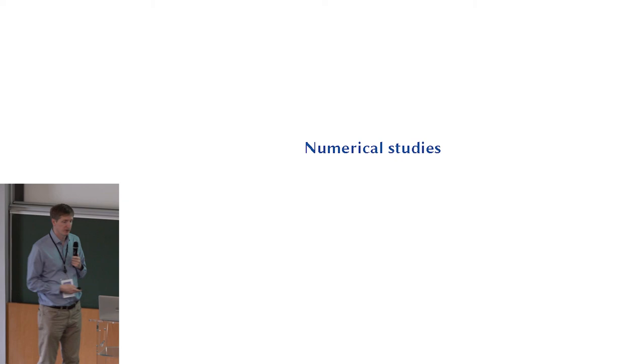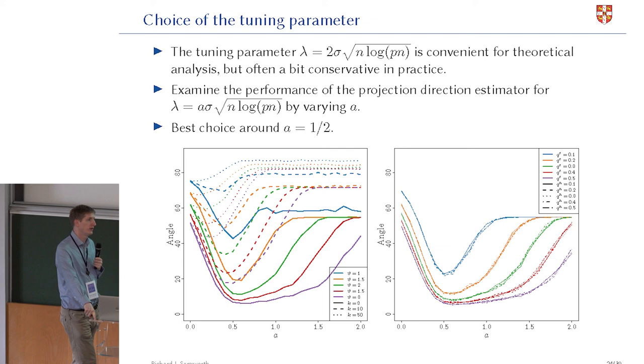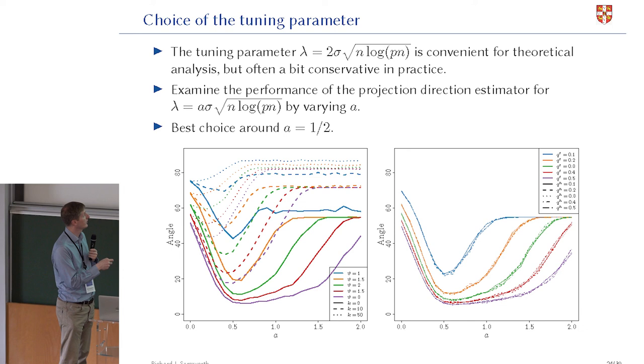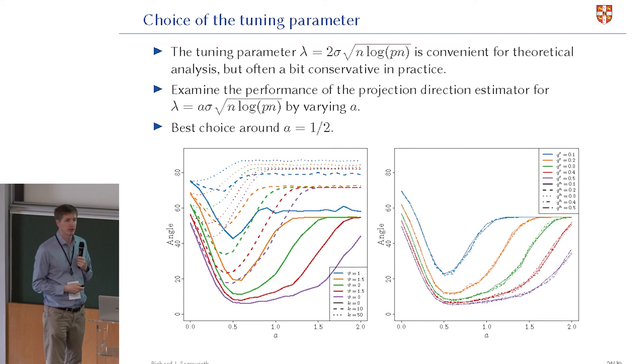Okay, so that's theory. What about numerical studies? So the first thing is, there was a tuning parameter in our theory, and our theory told us that we should choose it to be 2 times sigma times the square root factor. What we observed is that that's a little bit conservative, and so we thought about what happens if we allow a general A instead of a 2 here, and this is showing plots of how well we perform in terms of estimating the angle between the estimated projection direction and the true, or oracle, projection direction. And what you'll see is that typically the best choice of A is around about a half. So that's what we're going to use in our simulation.